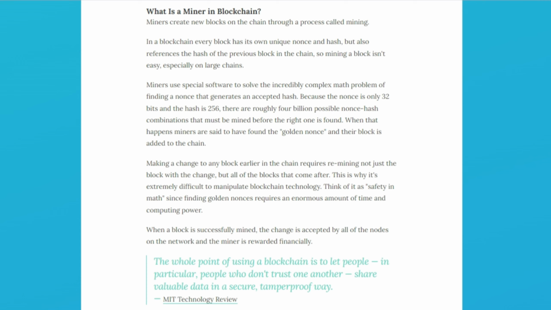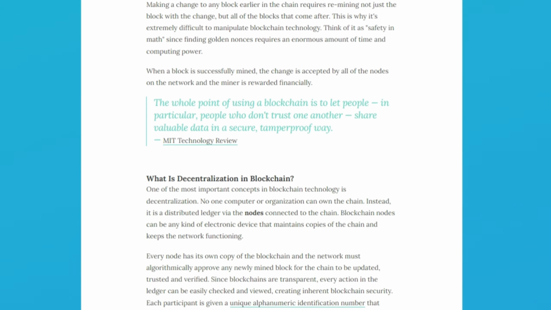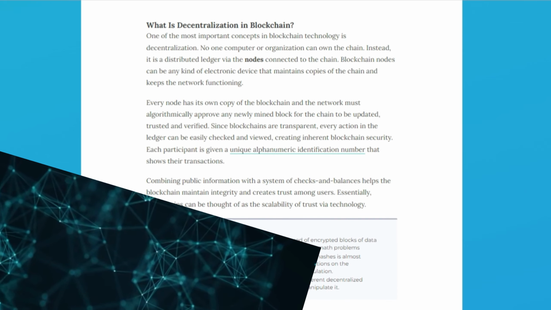Making a change to any block earlier in the chain requires remining not just the block with the change, but all of the blocks that come after. This is why it's extremely difficult to manipulate blockchain technology. Think of it as safety in math, since finding golden nonces requires an enormous amount of time and computing power. When a block is successfully mined, the change is accepted by all of the nodes on the network and the miner is rewarded financially.